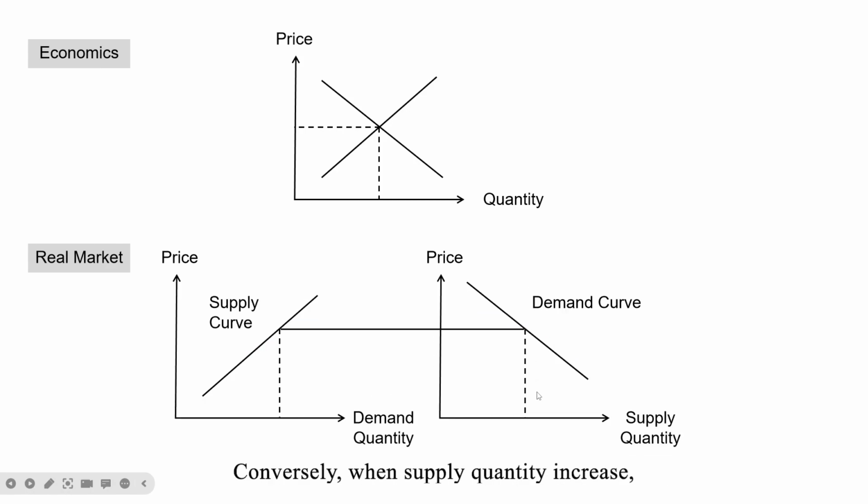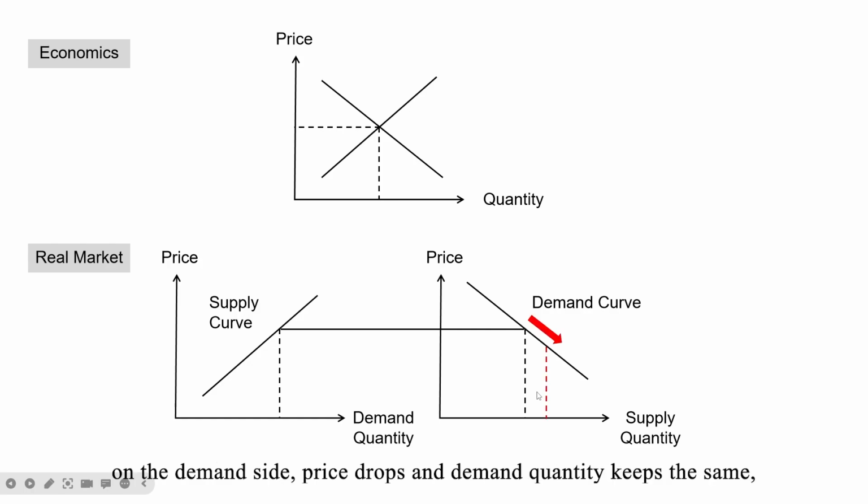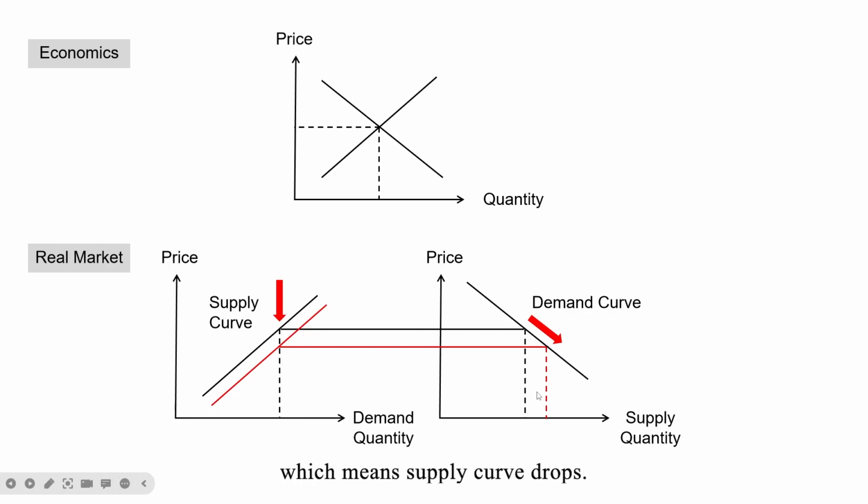Conversely, when supply quantity increases, demand quantity does not increase at the same time, as it takes time to sell. On the supply side, price drops along the demand curve. On the demand side, price drops and the demand quantity keeps the same, which means the supply curve drops. This is the process of market volatility. Change of quantity on one side indicates the movement of the curve on the other side. The time difference between demand and supply causes the disequilibrium.